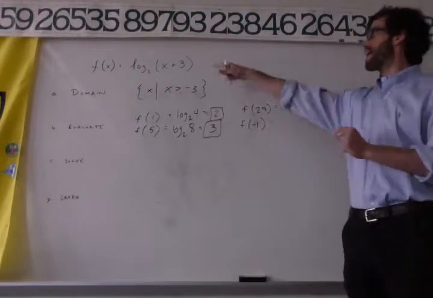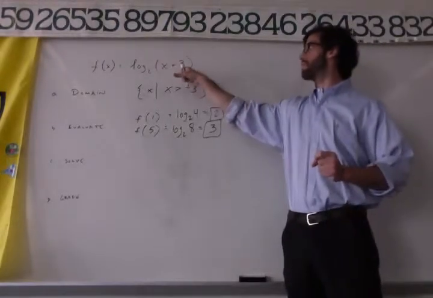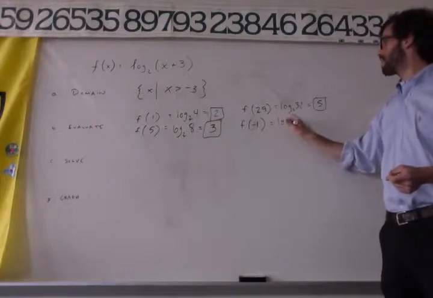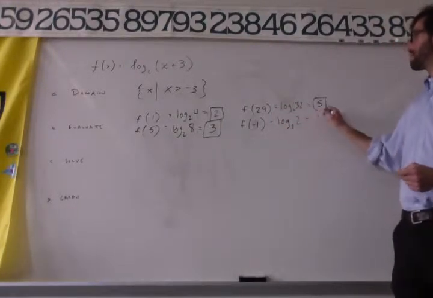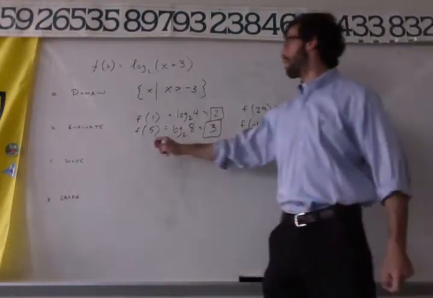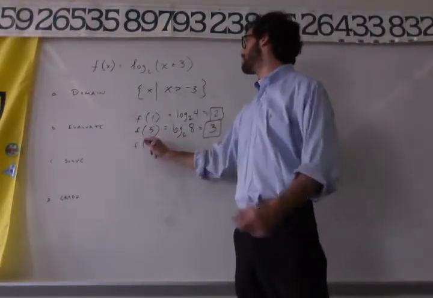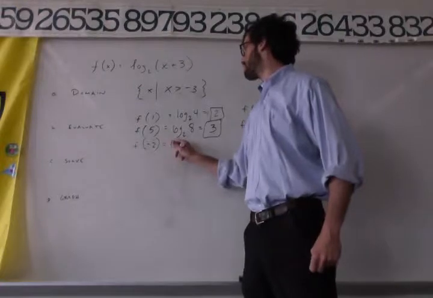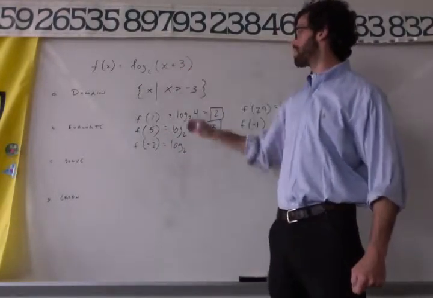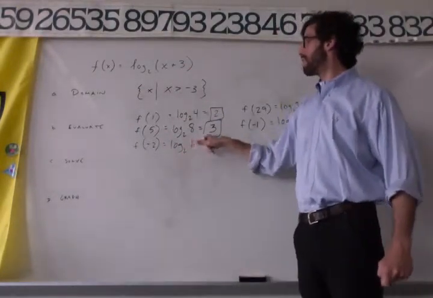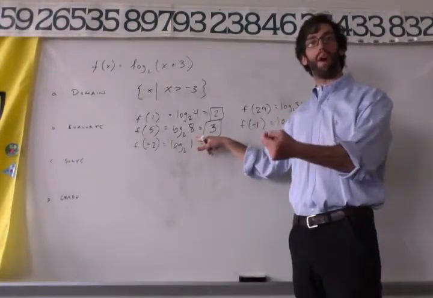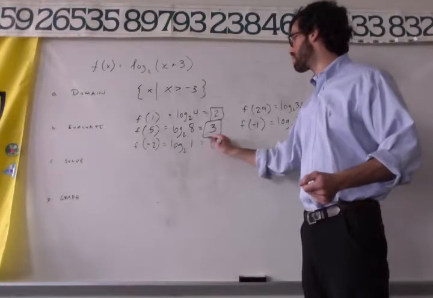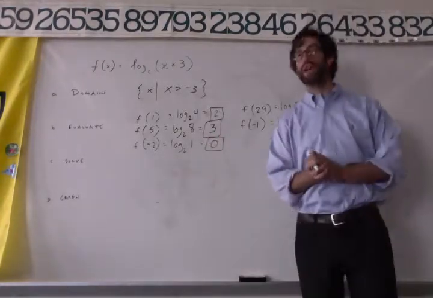All right? F of negative 1, plug in negative 1, you get negative 1 plus 3 is 2, right? So you get log base 2 of 2. 2 to what power is 2? It's just 1. Keep going. Let's try f of negative 2. All right? Log base 2 of negative 2 plus 3, which is 1. Log base 2 of 1 means 2 to what power is 1? It's 0. Right? You got to know your rules of exponents. And now I'll slow it down a minute.